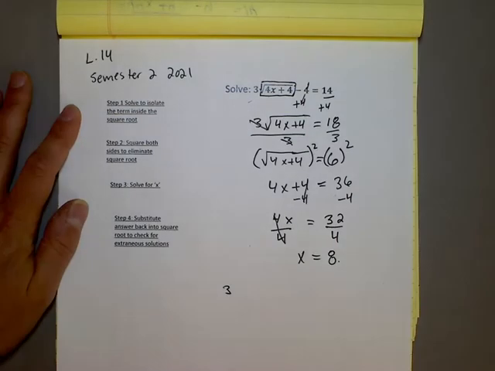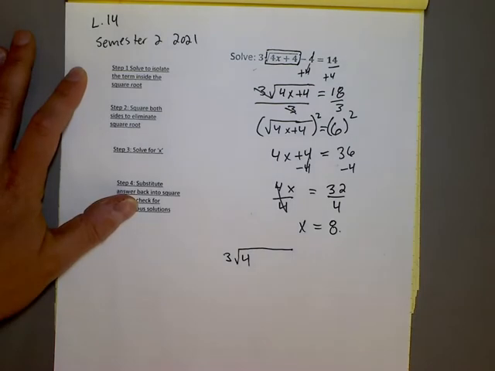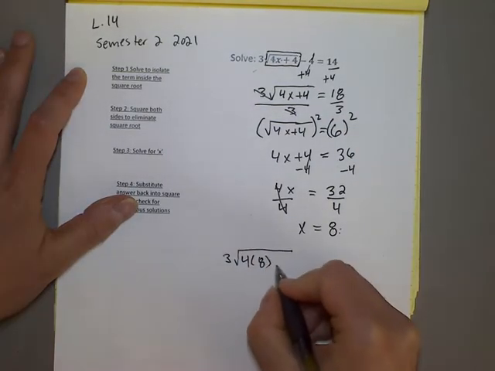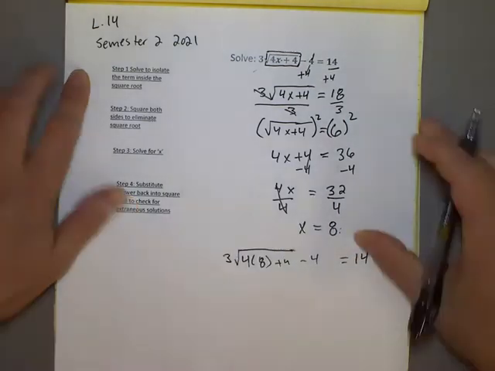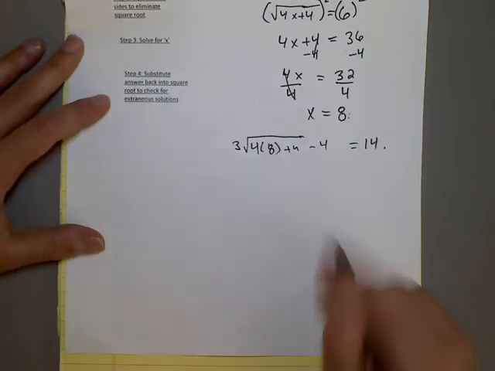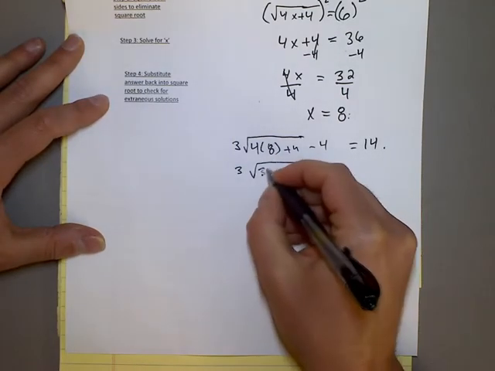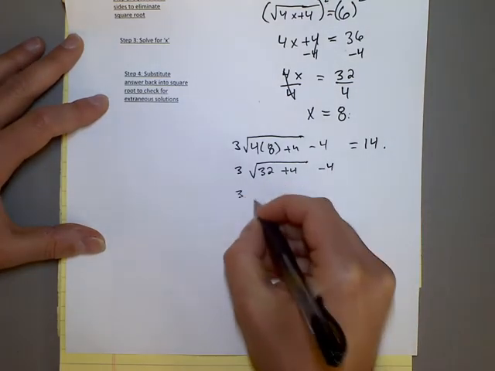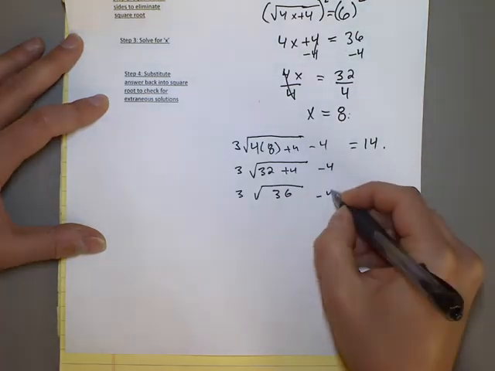So we'll take the original equation, which is 3 square root of 4, and instead of x, we'll put in what we got as the answer, plus 4, minus 4, and we're checking to see whether that's going to equal 14. So let's simplify the left side, which gives me 3 square root, 4 times 8 is 32, plus 4, minus 4, which is 3 times the square root of 32 plus 4, 36, minus 4.